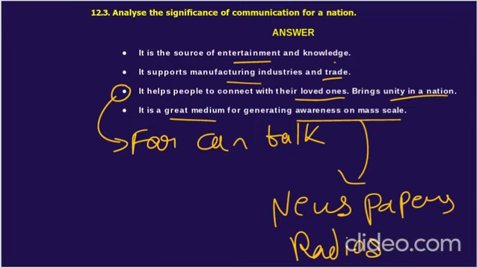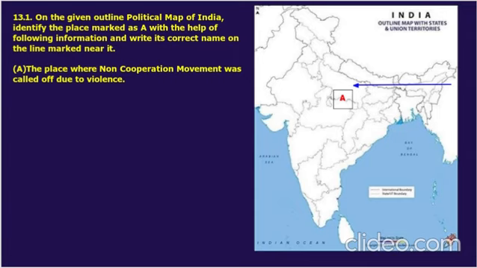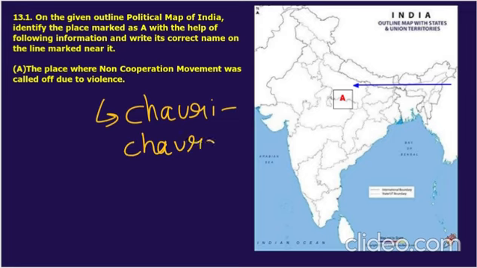Now students, last section, section E, map based question. So let's quickly do the map based. Now first thing, here we have a political map of India, and this is A. This place A is marked, and we even have a hint. We have to write what this place is. The place where the non-cooperation movement was called off due to violence. Which was that place? It was Chauri Chaura, correct? Chauri Chaura in Uttar Pradesh, where people attacked the police station, and many were injured and died as well. So in Chauri Chaura, the non-cooperation movement was called off due to the violence. So this place A is Chauri Chaura.